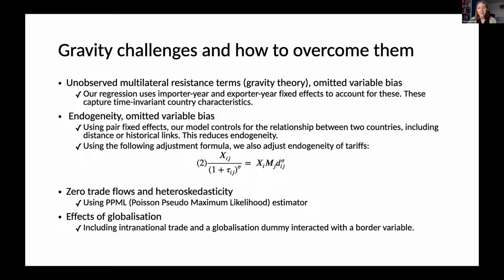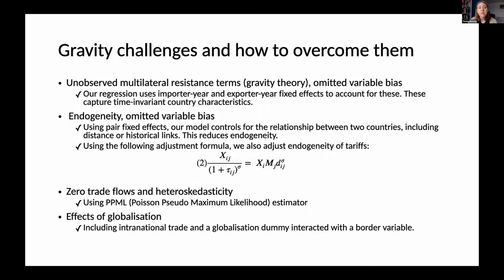I'll show you the actual regression in a second, but in terms of bridging gravity theory and gravity practice, gravity modeling comes with a number of challenges. And we have overcome them in line with best practice in gravity modeling. So these challenges include things like omitted variable bias, endogeneity of trade policy, working with data sets with zero trade flows, heteroscedasticity problems, and also the fact that there's a general tendency of trade to increase over time due to globalization.